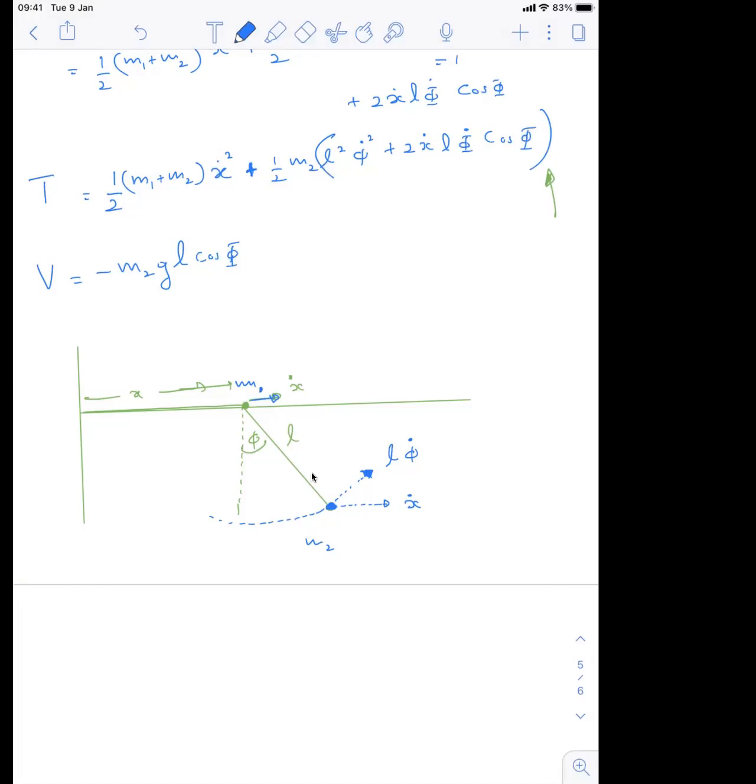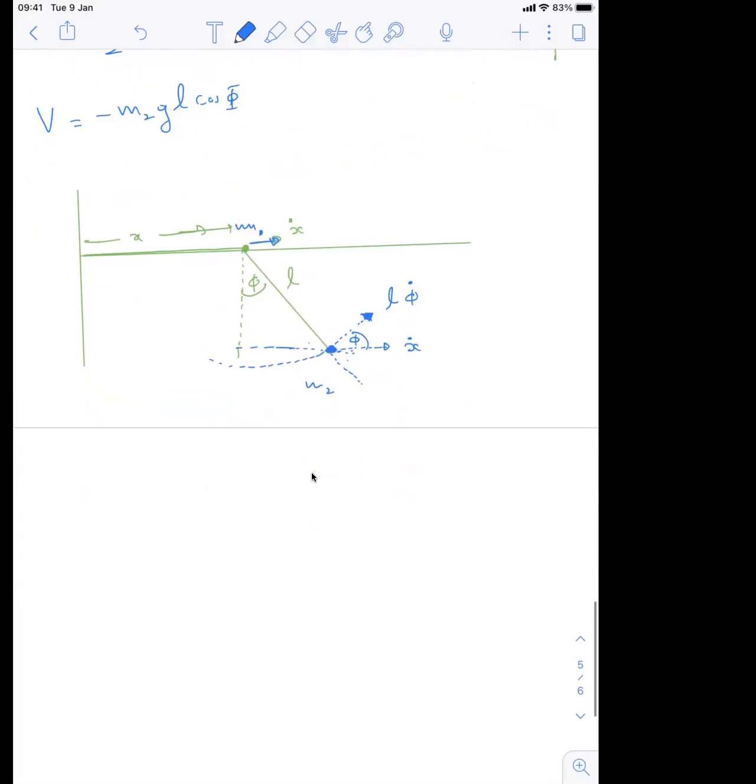Now, this angle will be, if you extend this, 90 minus phi. So this is 90 minus phi. So this angle will be phi. Now, if you need to write the total energy of the system, you can directly write it. Total energy of the system will be equal to the energy of the mass m1, total kinetic energy, half m1 x dot squared. So that is the kinetic energy of the mass m1.